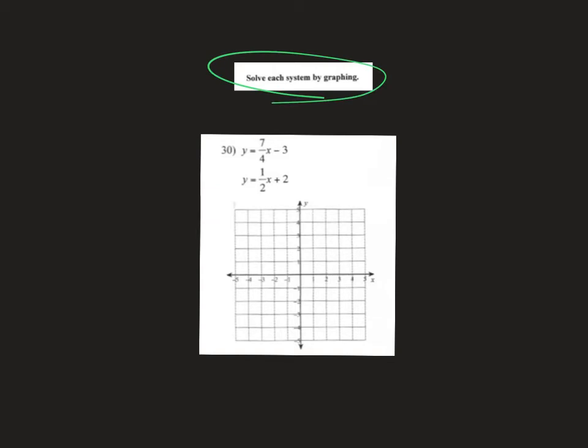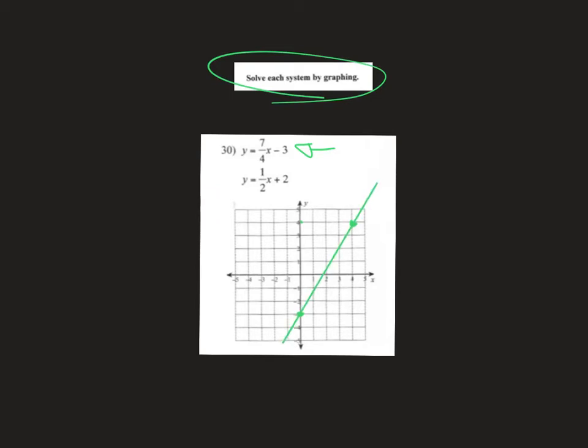So again, we're just graphing two lines and then looking for their intersection if there is one. So line number 1 will make the green line. My y-intercept is negative 3. So I go down to negative 3, I put a dot. Slope of 7/4, it's positive, so I'm going to go up 7 and over 4, which puts us right here. And I'm going to connect that with a nice straight line.